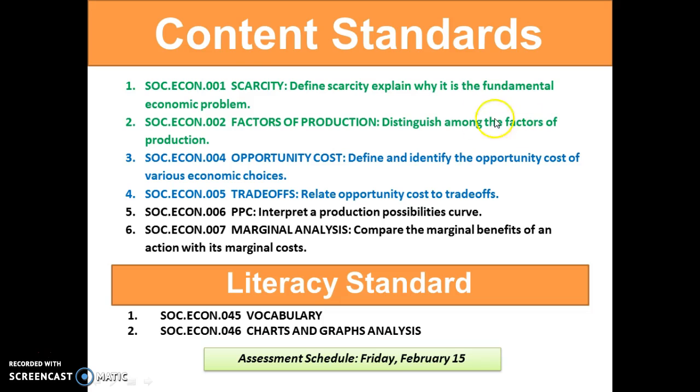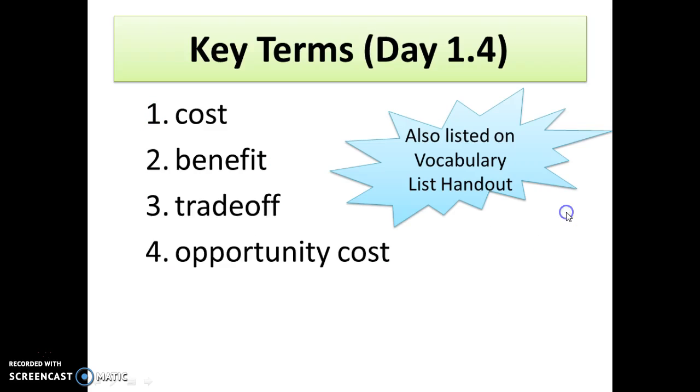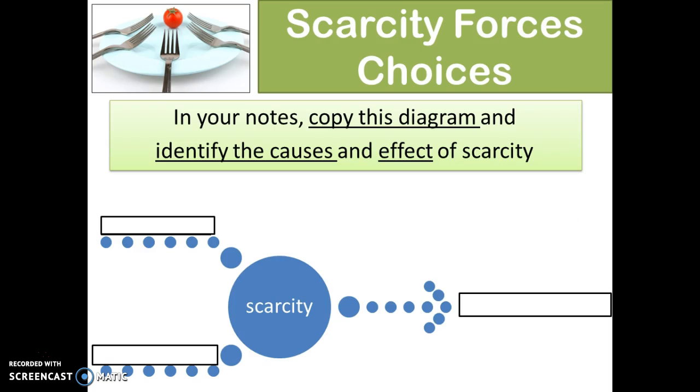Our content standards that we've already done are on scarcity and the factors of production. Today we'll focus on opportunity cost and trade-offs. And our assessment is now Friday, February 15th. The key terms that you need to know for today, we'll define them in the course of today's lesson. As a quick review, copy this diagram into your notes, identify the causes and effect, pause the video and do that.